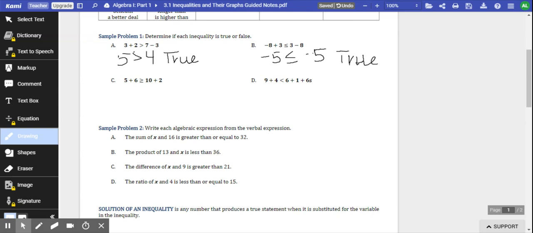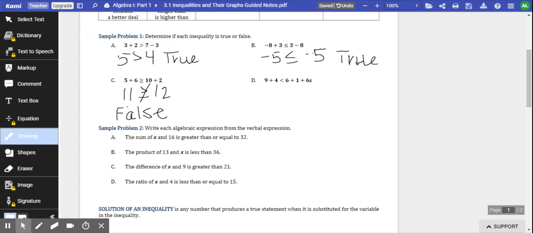All right, then we have 5 plus 6 is 11, greater than or equal to 10 plus 2, which is 12. This is not true, so I draw a line through it, and I also write it's false. So that's our first false one.